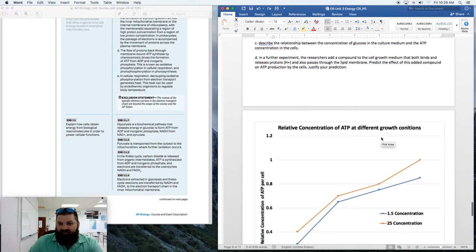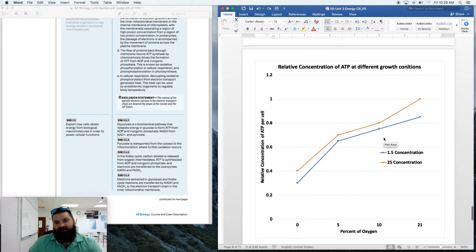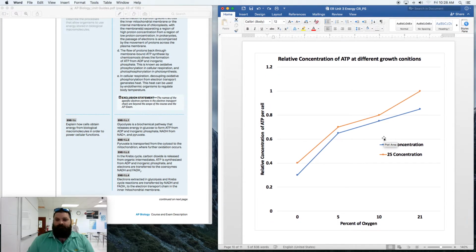So you really have, you could have done 2 graphs. I would imagine they would accept 2 graphs, where you have 2 different ones, but obviously you want to put these on the same graph because they're going to ask you to compare them. So here we have percent oxygen and relative concentration of ATP per cell, and then the 2 different line graphs show the 2 different conditions. And do they look similar?